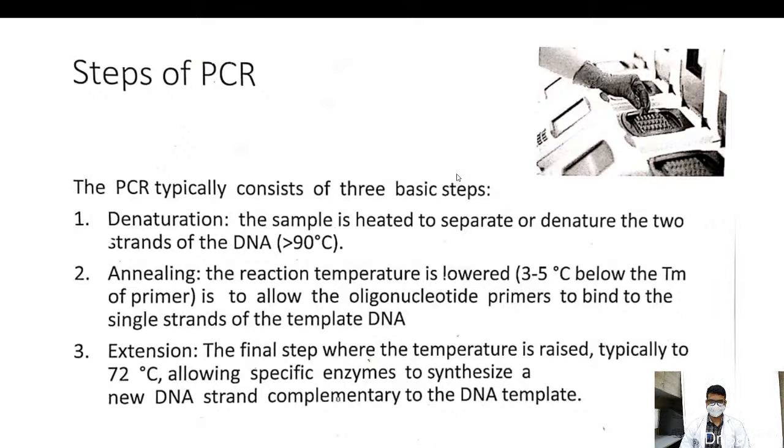Here the temperature is very important. First, the denaturation, the sample is heated to greater than 90 degrees centigrade, where the 2 strands of DNA will get separated. Then annealing is the process where the temperature is lowered to 3 to 5 degrees centigrade, that allows these primers, oligonucleotide primers, to bind the single strand of our target DNA, then initiate the process of amplification. Then this follows the extension, the final step, where the temperature is typically raised to 72 degrees centigrade, allowing specific enzymes like DNA polymerase to act and form the template, from the product DNA.